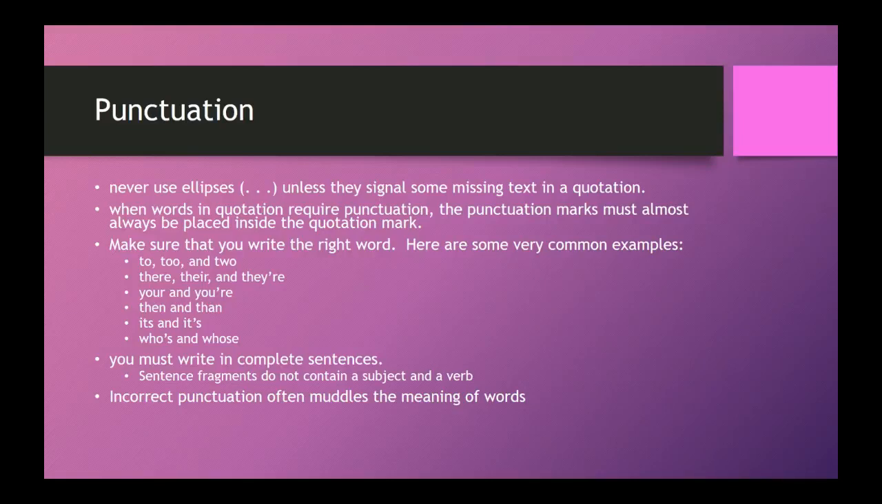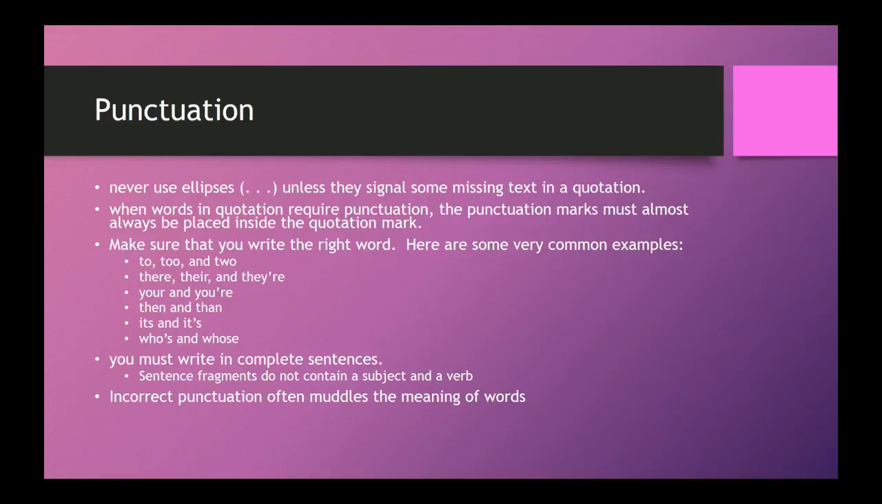And again, this is one of those confusing ones. The "who's" with an apostrophe s is not possessive. It's the contraction of "who is." "Whose," the second one on your screen, is actually the word that is the possessive form of the word "who."